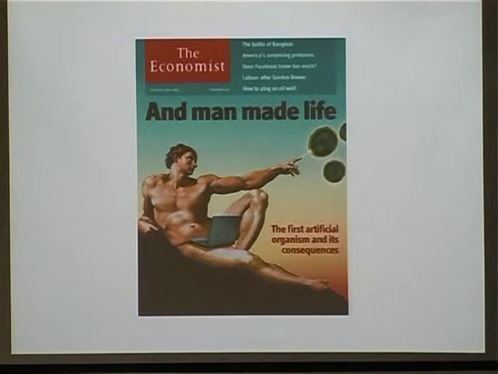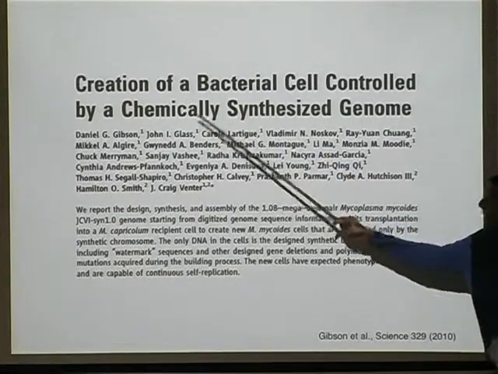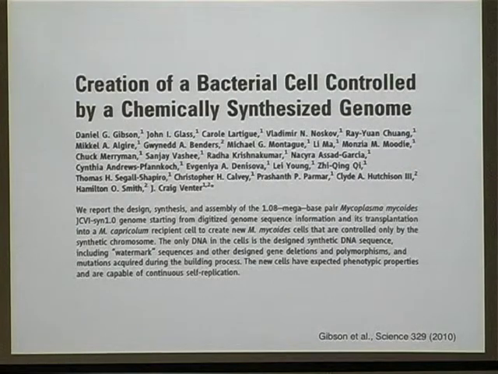Recently, there was this on the cover of The Economist. It says, "A man-made life." So you might think I'm just leading up to the point where I'm saying that we have so much power that we can make living things. So this is the cover of a popular magazine, and it's actually completely misleading. This is the first artificial organism and its consequences. This is completely wrong. Okay, let me just put that out there. The actual paper, if you read it, says creation of a bacterial cell, even this is sort of wrong, controlled by a chemically synthesized genome. So what they did here, this is Craig Venter and his entire team. It's a huge advance. I'm not saying it isn't, but it's not the creation of life.